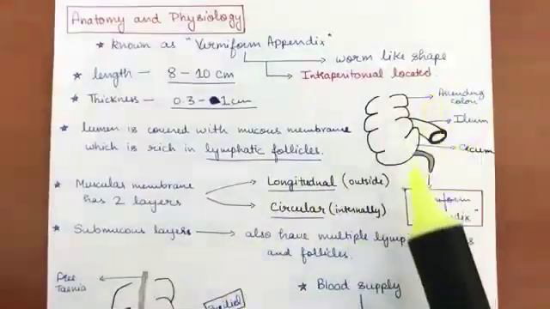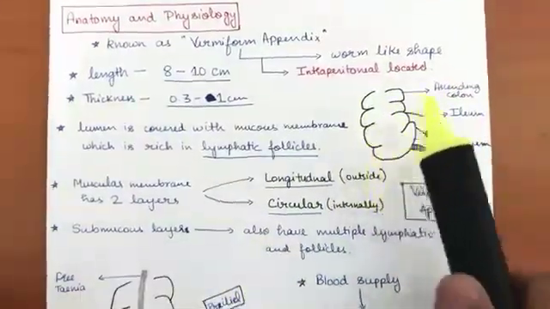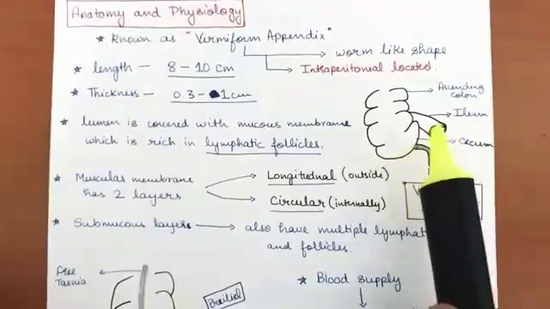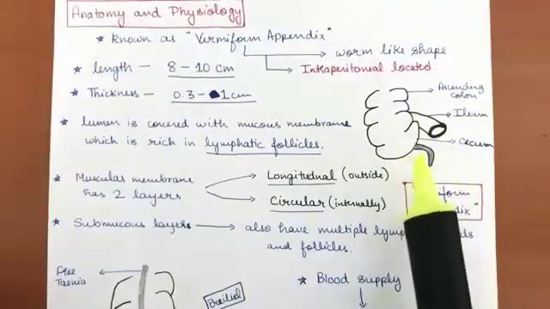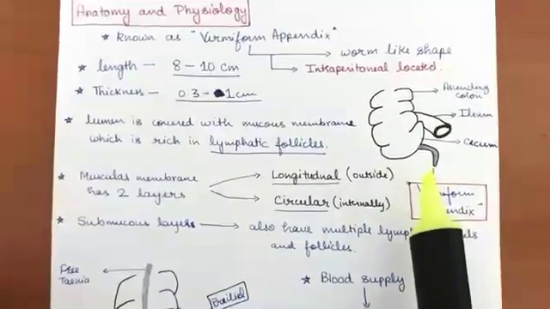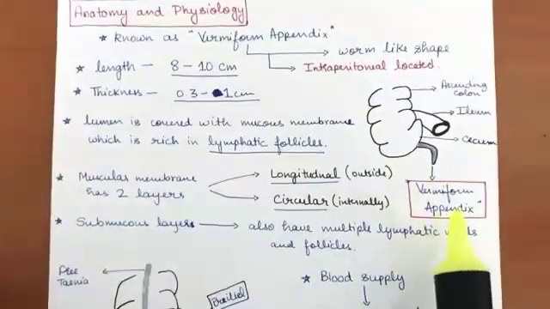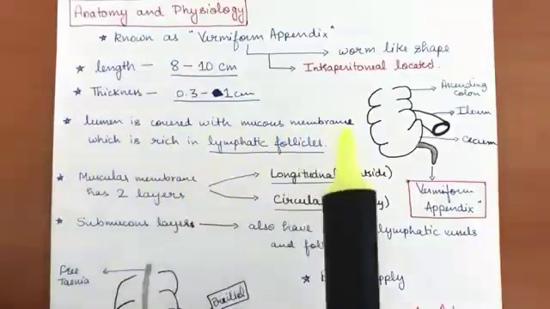And as you can see here, this is our ascending colon and this is our cecum part. So here the ileum will be entering the cecum part, and this little structure here looks like a worm, so it is the vermiform appendix. So the lumen is covered with the mucous membrane.